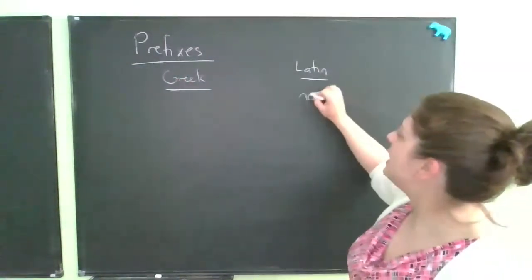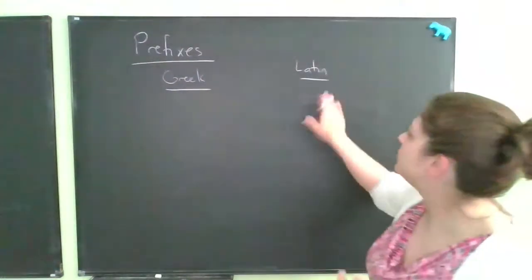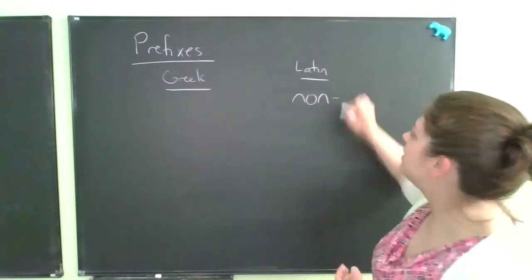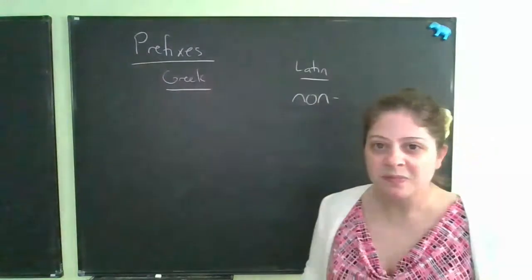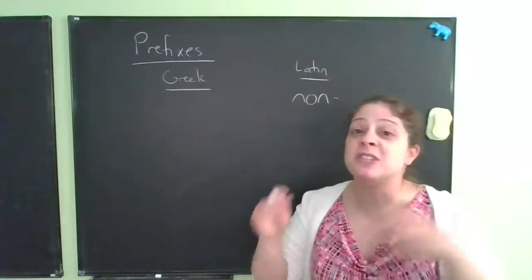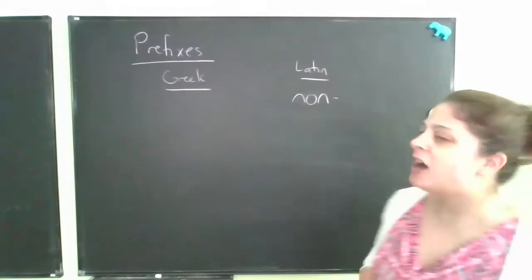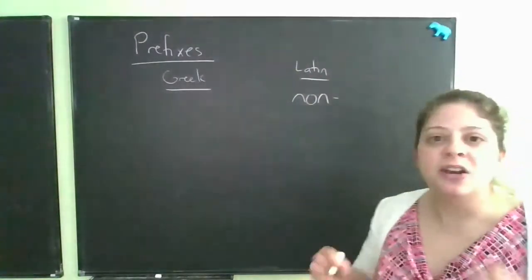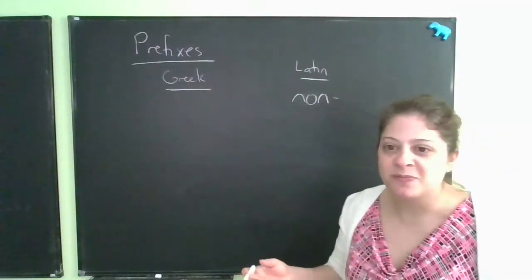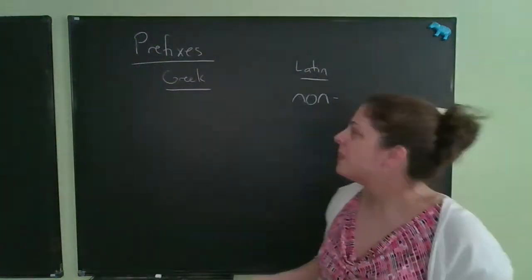So for instance, in Latin, we have a prefix non, N-O-N. I'm going to write that a little bit bigger just to make sure it's readable. When I write a prefix, I always just put a dash at the front. That just shows this can't be on its own. You've got to attach it to something. Something has to come after it. And so non means something like not or without, in a word like non-violent, someone who's not violent.